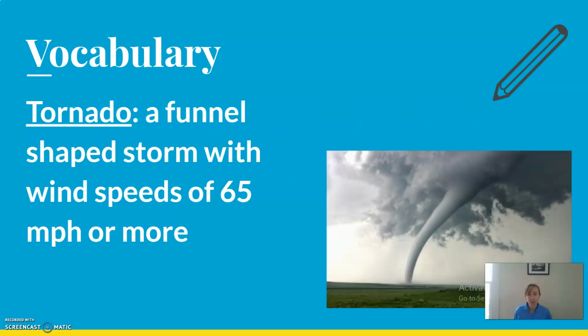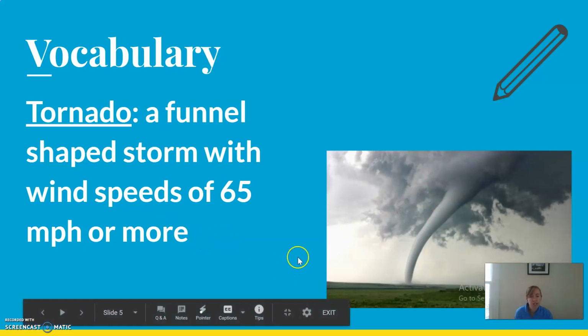All right, and then a tornado is similar to a hurricane in that it's really high winds, but it's a very, very small, tall storm that is concentrated in a small area, whereas a hurricane can cover hundreds of miles at once. A tornado can travel hundreds of miles, but it's only ever going to be touching an acre or two at once. So this is a funnel-shaped storm with wind speeds of 65 miles per hour or more.